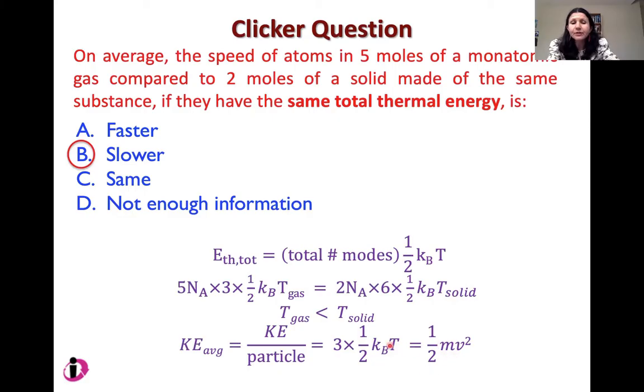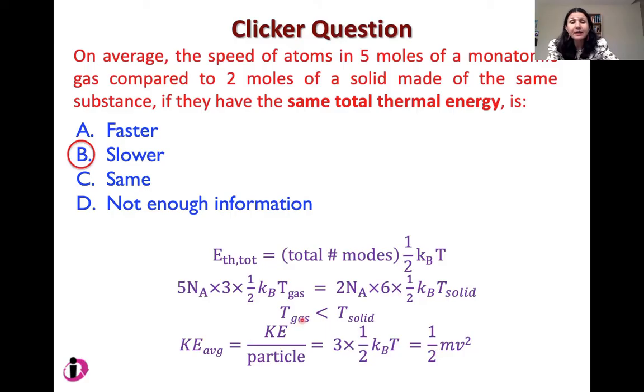When we're comparing kinetic energy to speed, there's also a factor of mass here. So you have to be careful about that. You can't just conclude if something has a smaller temperature, automatically the particles are moving slower. That's only true here because we're talking about the same substance. So this word same substance is key there. That means that the atoms have the same mass.